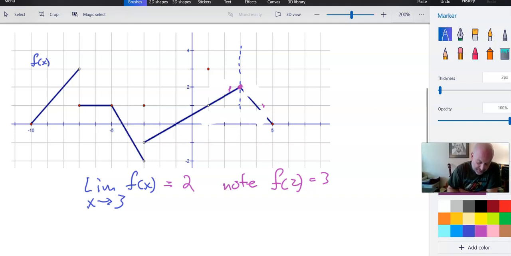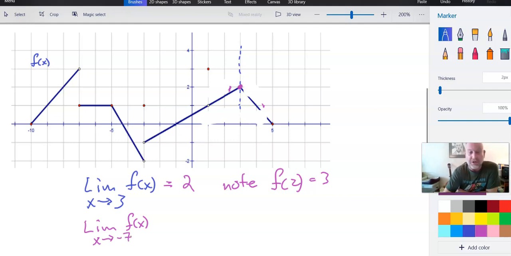Now, so this limit exists. We got a value of 2. Now, what if I wanted to look at the limit of f of x, and let's pick something else. Let's pick, let's see, that's at -7. So let's look at if x is approaching -7.